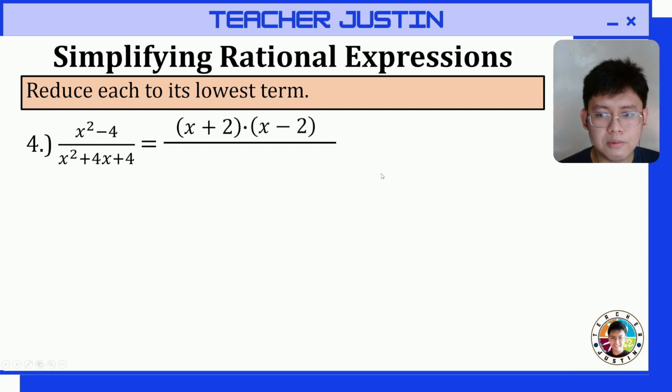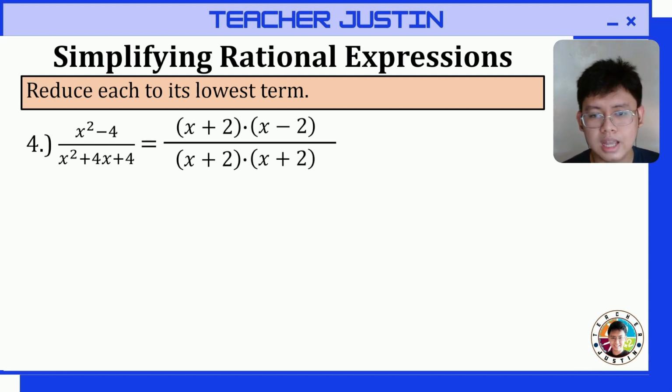Now, let's proceed to our denominator. Our denominator is x squared plus 4x plus 4. So, this can be factored using perfect square trinomial factoring. So, ang factor niya magiging x plus 2 times x plus 2. So, now that we have our factored form of our numerator and denominator, we can apply cancellation. So, pwede nating i-cancel yung common factor nila, which is x plus 2.